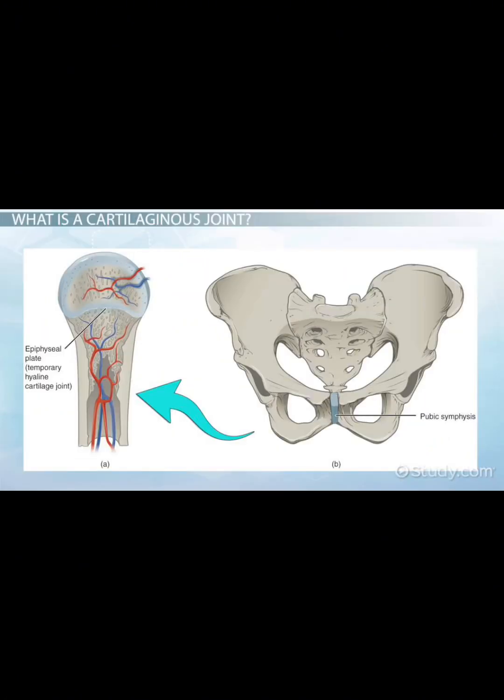Okay, we have a cartilaginous joint, and this type of joint connects bones with cartilage, or hyaline cartilage, or fibrous cartilage. These types of joints allow more movement than the fibrous joints, but slightly less movement than the synovial joints.